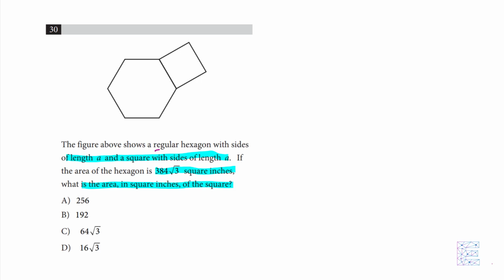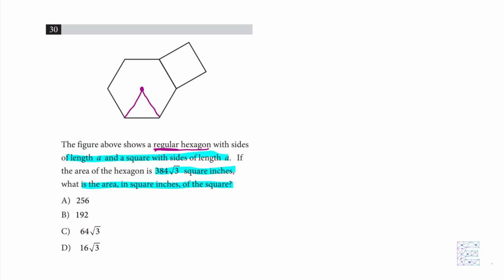Keyword here is regular hexagon. Remember, if you have the word regular, it means all sides and all angles are congruent. Now, with that said, let's try to break this down to something that's more understandable. So what if we give it a center and we make a triangle out of this like that?